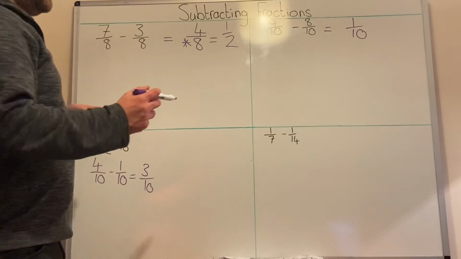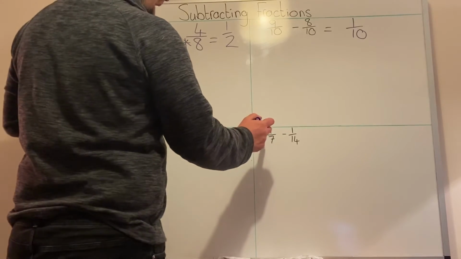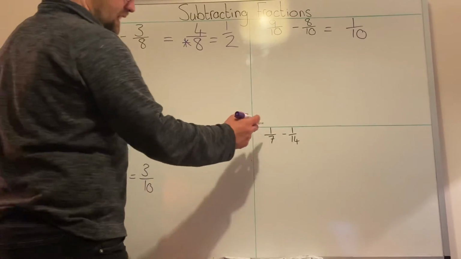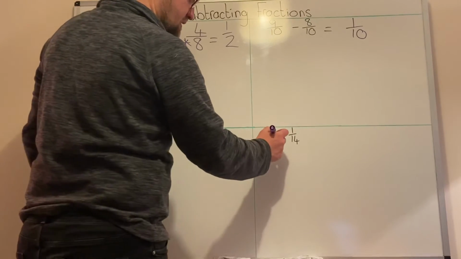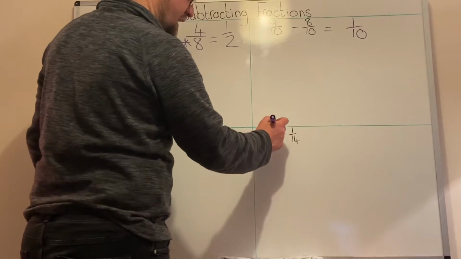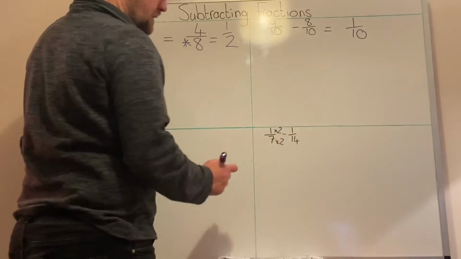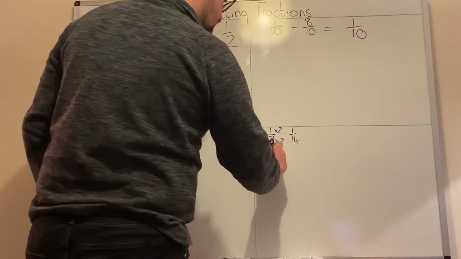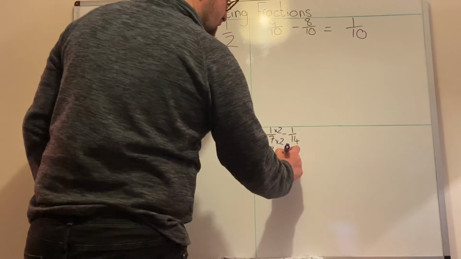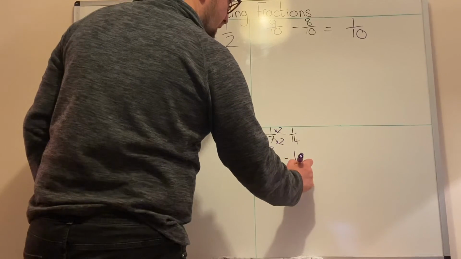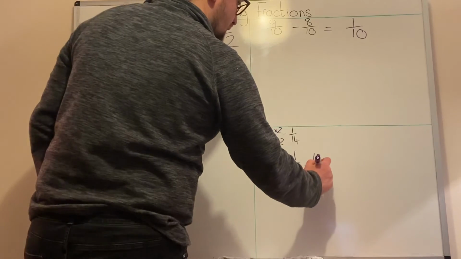Okay, so look at the next one then. Okay, so it's very similar to this one. Okay, we need to get from 7 to 14. Okay, so what we're going to do, we're going to times that one by 2, the denominator, so we have to times the numerator as well. 1 times 2 is 2. 7 times 2 is 14, so we have 2/14 minus 1/14, which is 1/14.